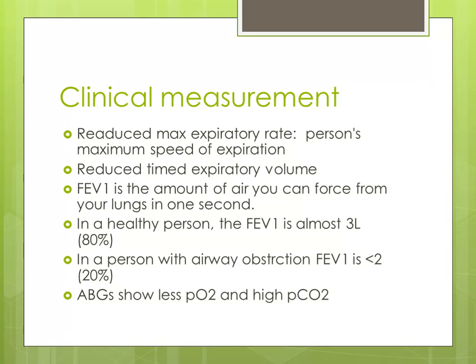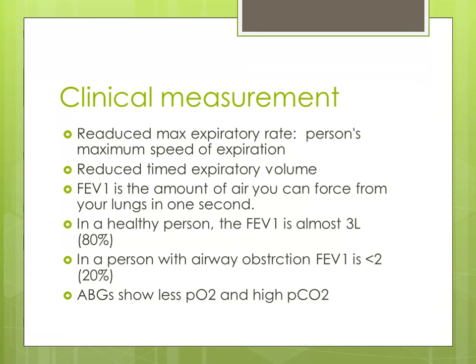Now, the maximum expiratory rate is the rate at which the person can expel out air at the maximum speed. Obviously, if a person does not have any difficulty in inspiration and expiration, if that person is healthy, then his maximum speed of expiration would be high. But if a person with asthma has difficulty mainly in expiration, then there is reduced maximum expiratory rate, the rate at which he is taking out the air from his lungs out into the atmosphere is reduced.